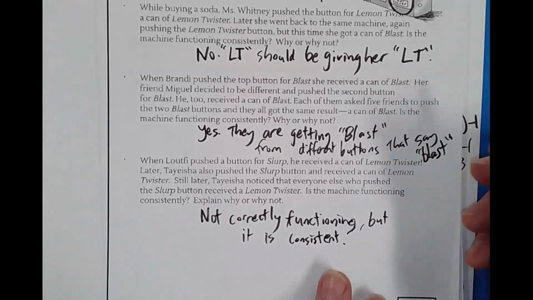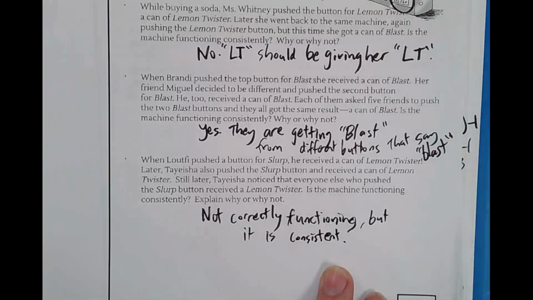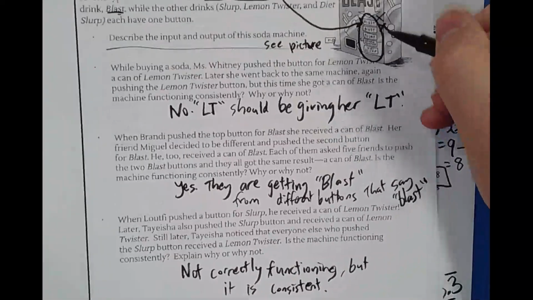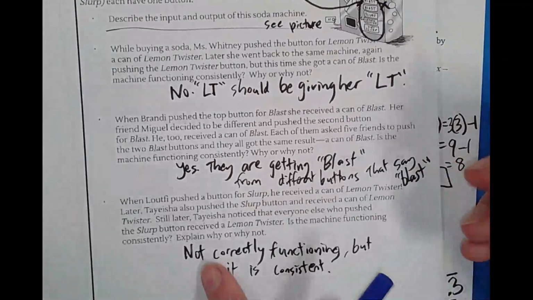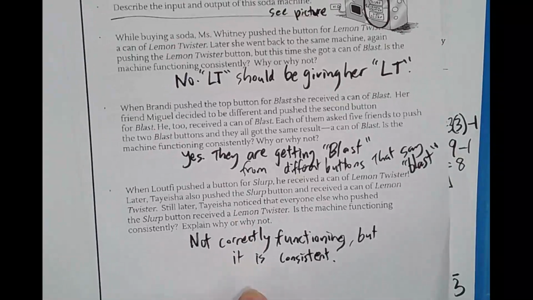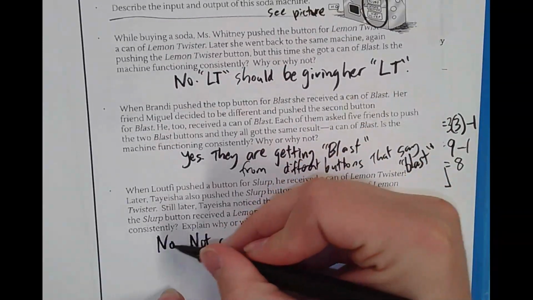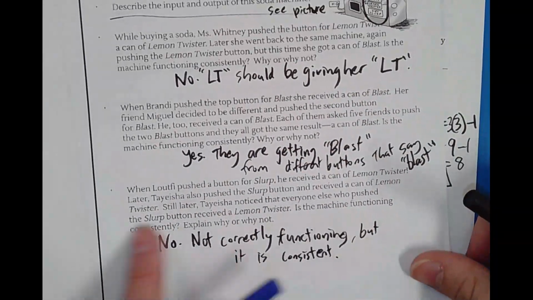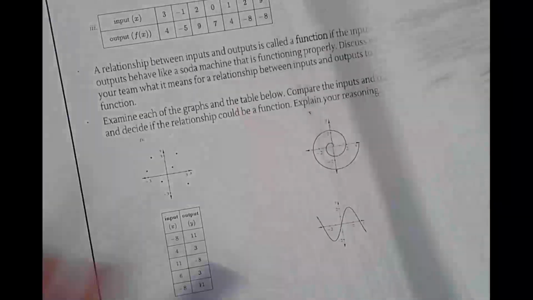Could you use a little bit of tape and maybe a sticky note and just change it and say, oh, this one's giving you lemon twister. This one's giving you lemon twister as well. The thing is, everything's giving you lemon twister. Maybe you just need a piece of tape to change it. So, not correctly functioning, but it is consistent. Is it a functioning machine? No. So you could say no. Is the machine consistent? Yeah, but it's not a good functioning machine.